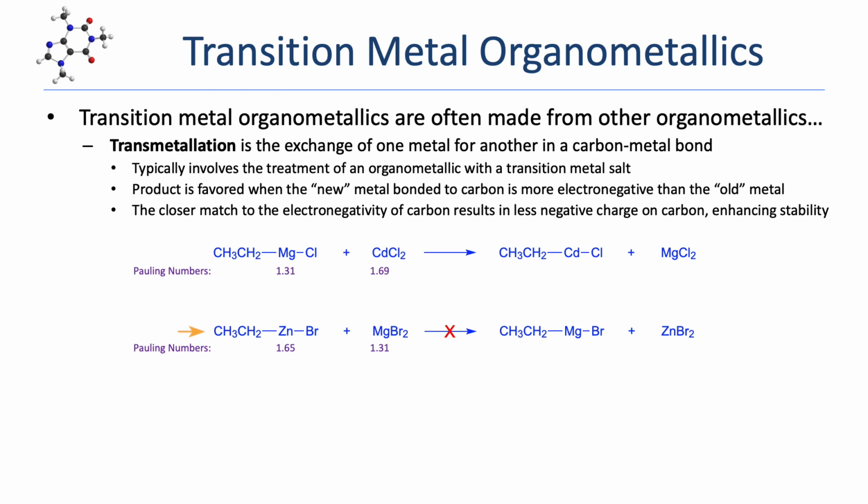In the second example, we see an organozinc reagent reacting with magnesium bromide. The Pauling electronegativity number of the newly introduced magnesium is lower than that of the zinc already bonded to carbon. Because the newly introduced metal is less electronegative than the metal already bonded to carbon, we can predict that this reaction won't work and will greatly favor reactants.